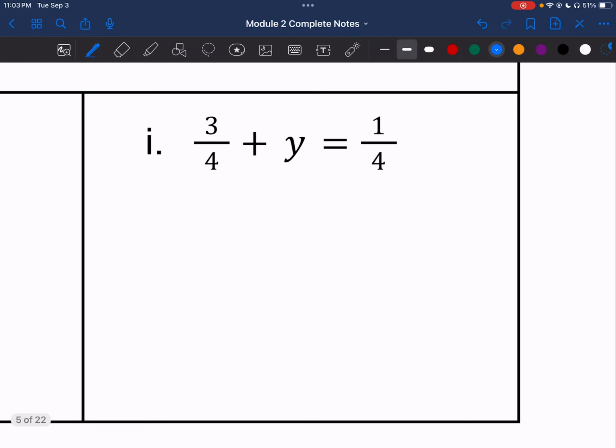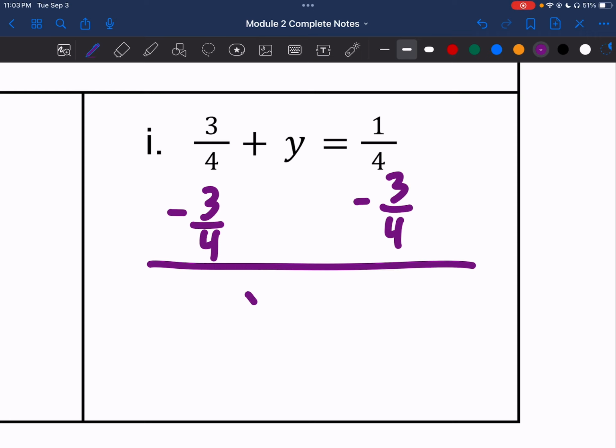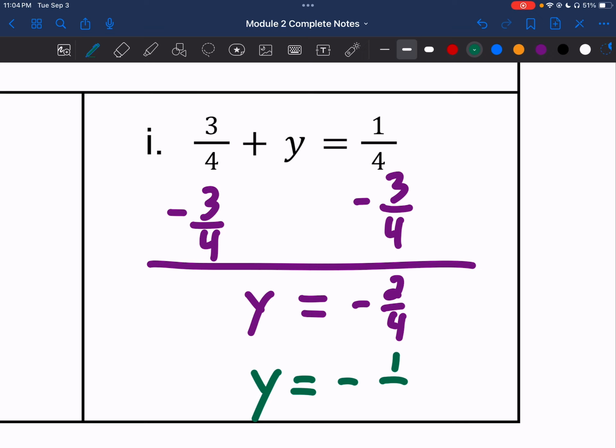All right, letter I. We've got fractions again, but thankfully this time we have common denominators. We are subtracting 3/4 from both sides, and we get that y is equal to negative 2/4. As I look at that, I know 2 over 4 is going to reduce, so y is equal to negative 1/2.